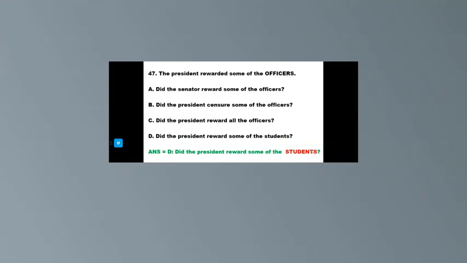And the answer is no. The president did not reward some of the students. On the contrary, the president rewarded some of the officers. He rewarded some of the officers, not some of the students.